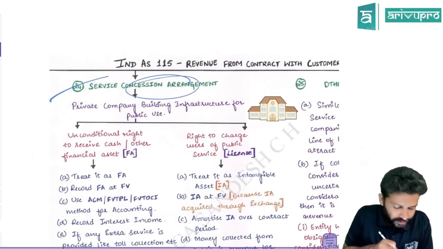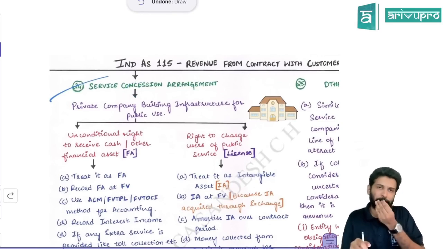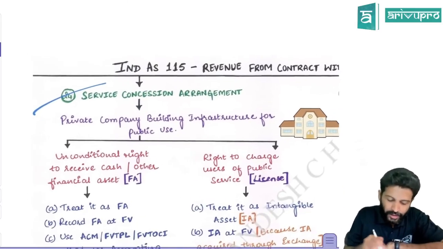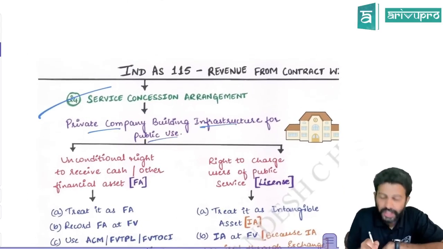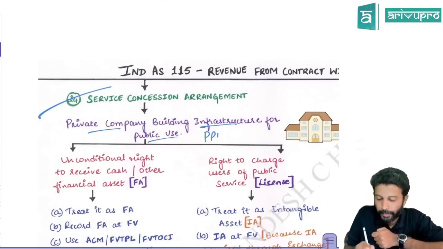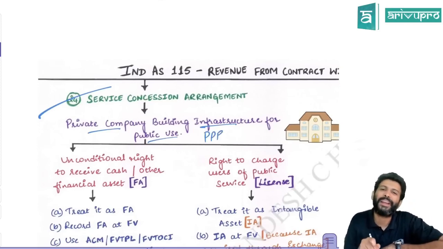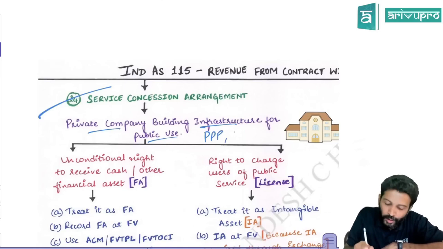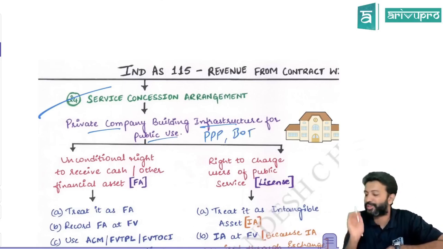Okay, service concession agreements, service concession arrangements. So what is a service concession arrangement? It is a private company building infrastructure for public use. This we call public-private partnership, PPP. Or we also call it BOT, build, operate, transfer.